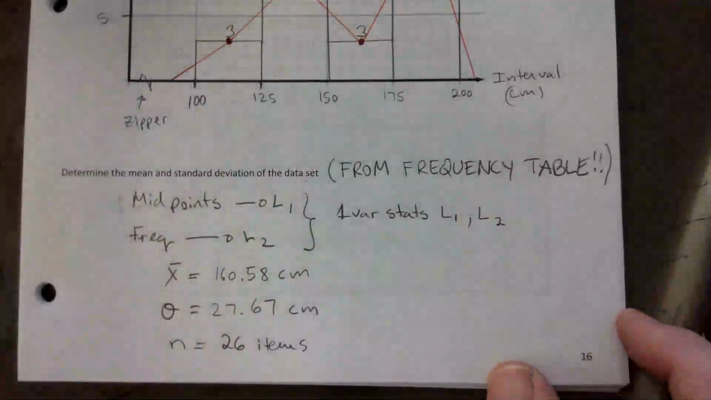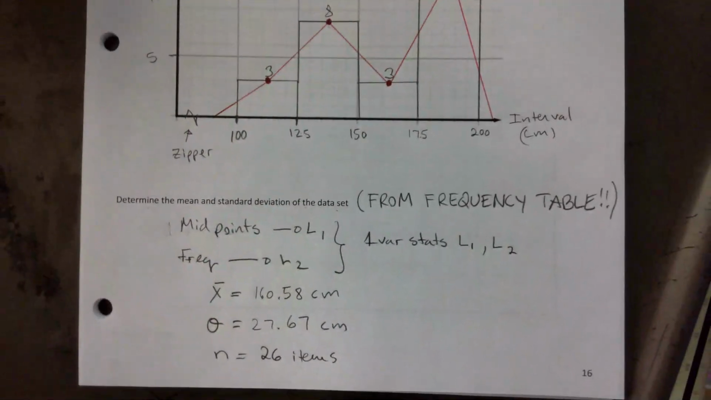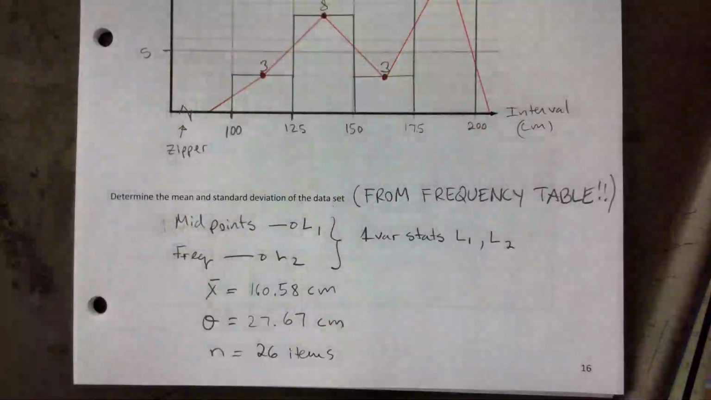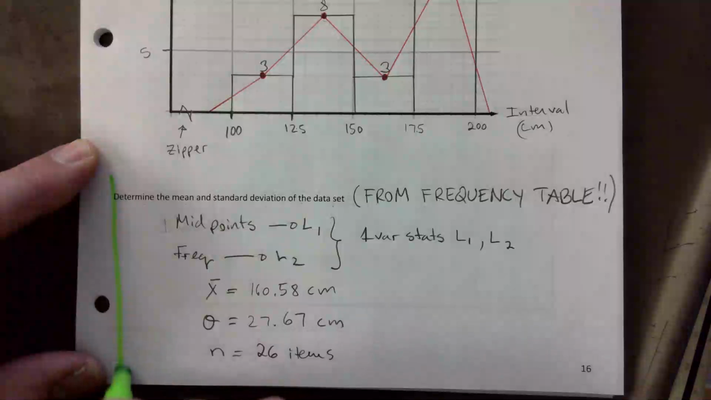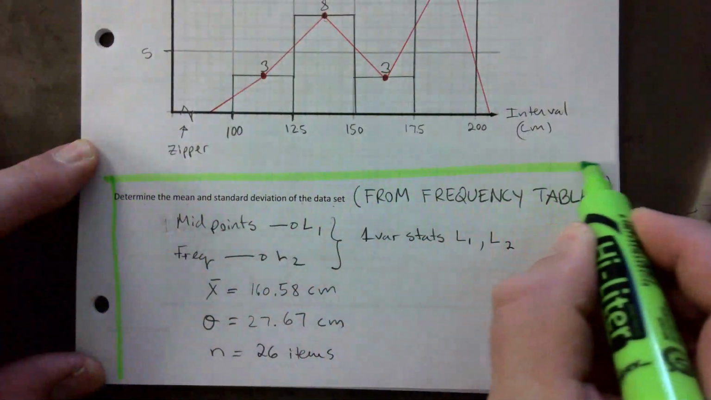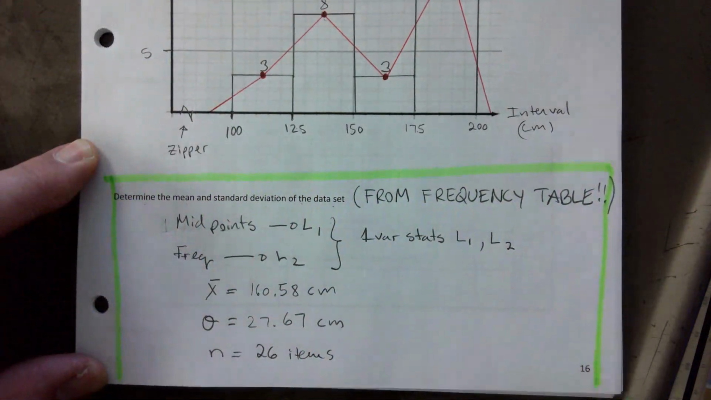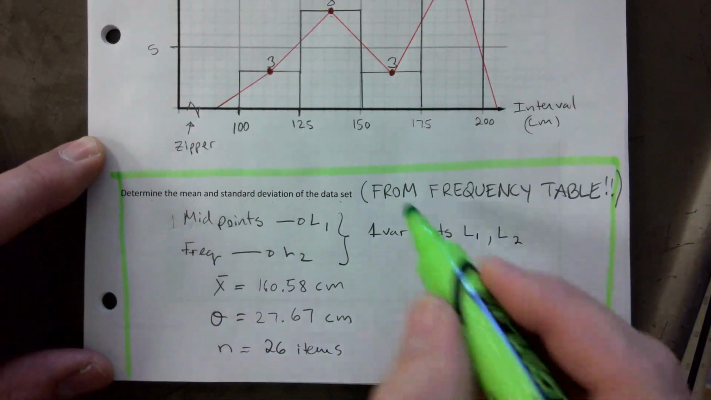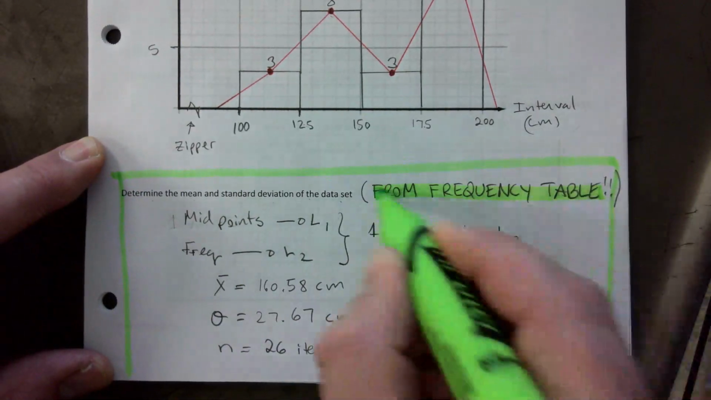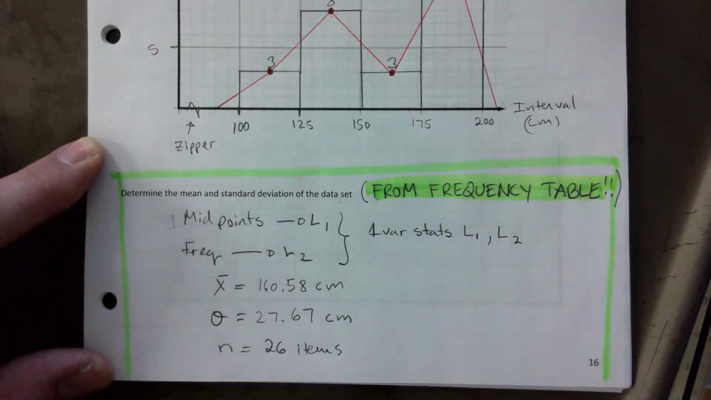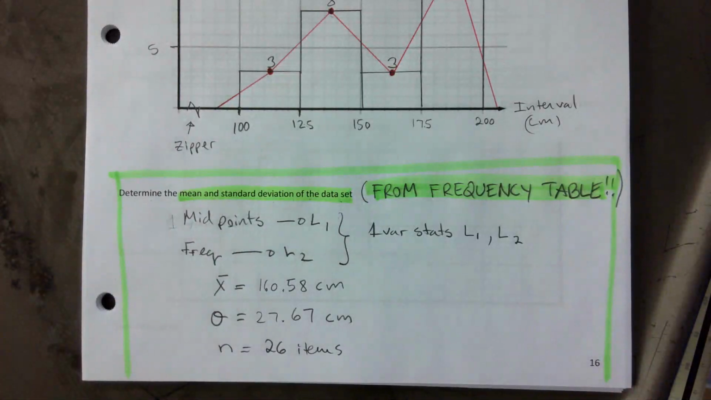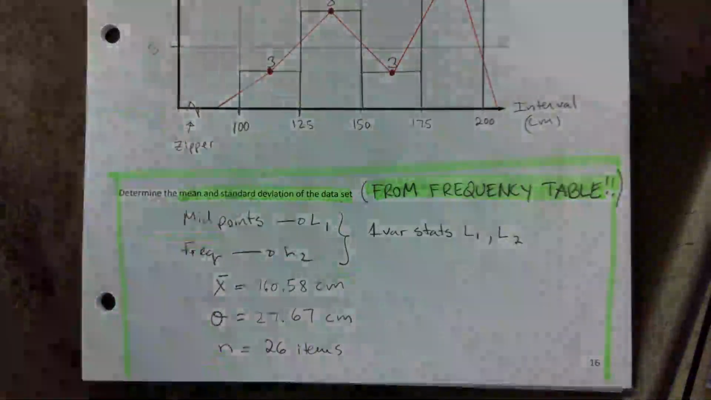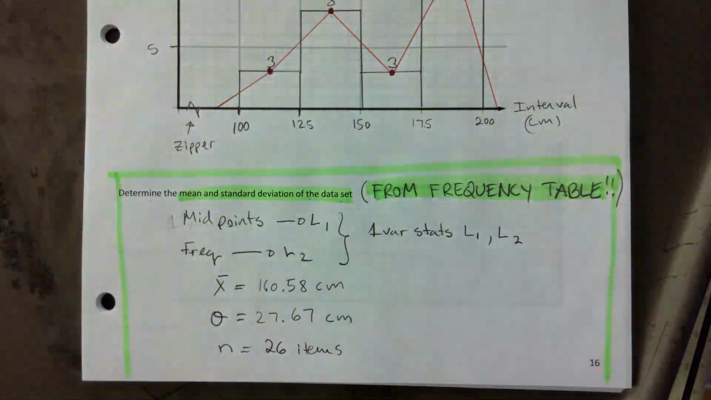So now I'm going to grab a big highlighter. Whatever highlighter you haven't used, something that sticks out, and just make sure you frame this thing and you highlight how to find the mean and standard deviation of a data set from a frequency table. In particular, this point right here.